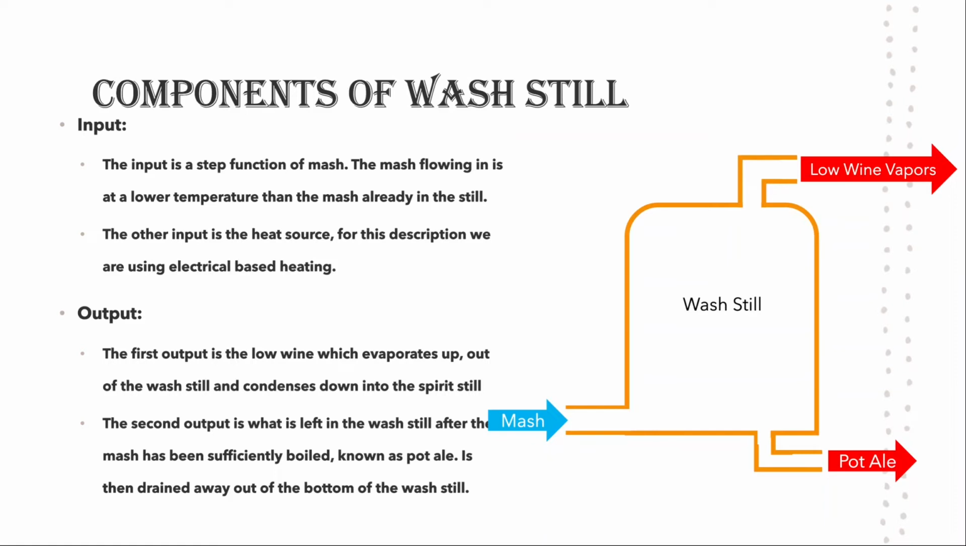The first output is low wine vapors. This is a product that can either be consumed or condense down and flow into a spirit still, which can be refined to higher grade spirits. The second output is pot ale. Pot ale is what's left of the mash after the low wine and high level ethanol has been distilled and removed from the mash.